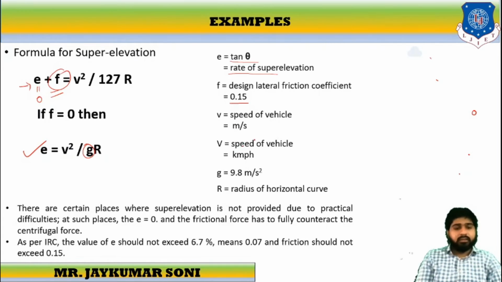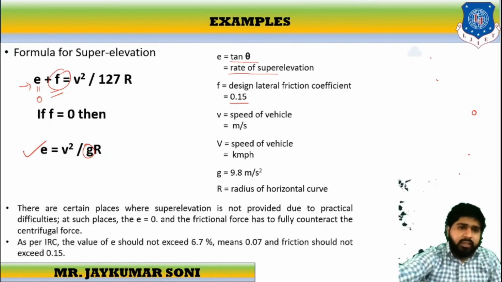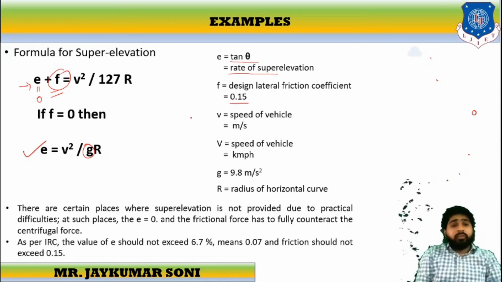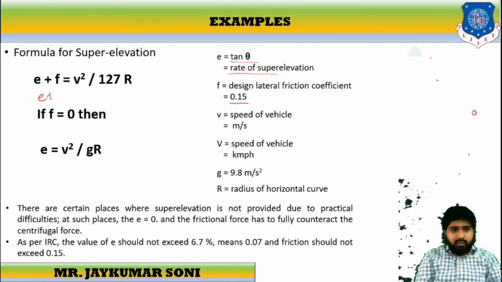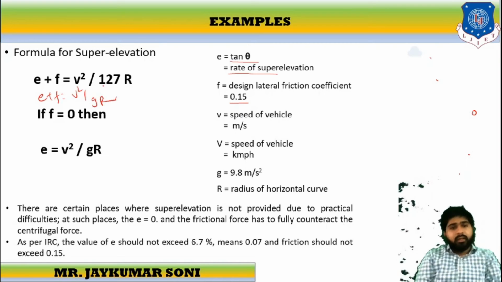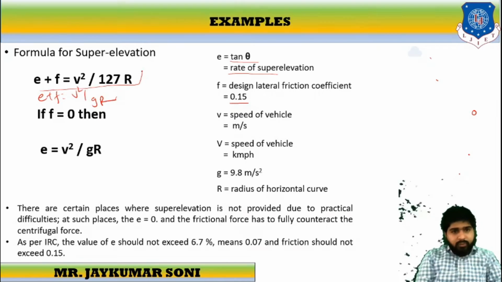So it is like this. I hope you have understood the concept. So basically what we have understood is the basic equation for super elevation: either e plus f is equal to V square by 127R, or e plus f is equal to V square by gR. If you put the value of g as 9.8, then you will get this equation.